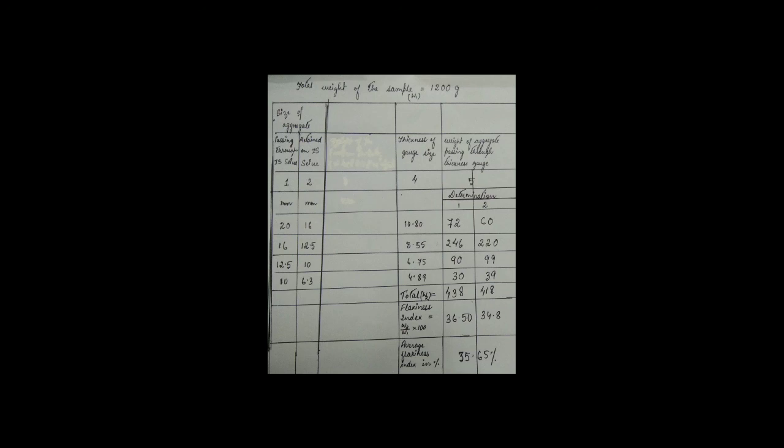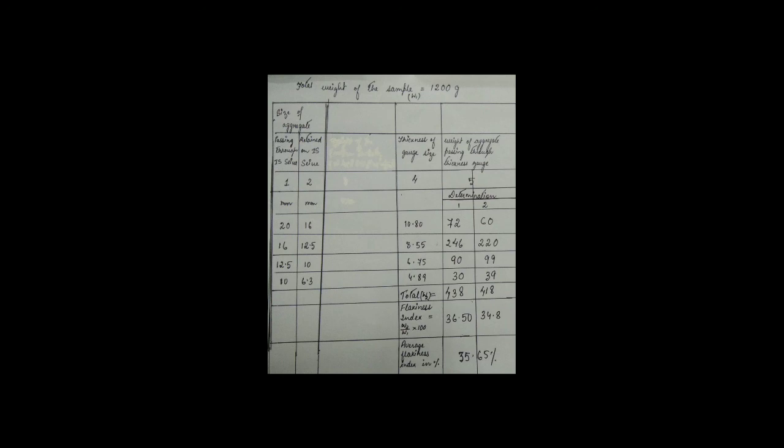Now, column 5 shows the weight of aggregate passing through the thickness gauge. We have taken two samples, sample 1 and sample 2. In sample 1, the weight of the aggregates passing through the thickness gauge, measured from 20 to 16 mm, is 72 grams, and next, for the 16 to 12.5 mm thickness slot, the aggregates passing are recorded to be 246 grams, and so on. The total weights of sample 1 and sample 2 are calculated.